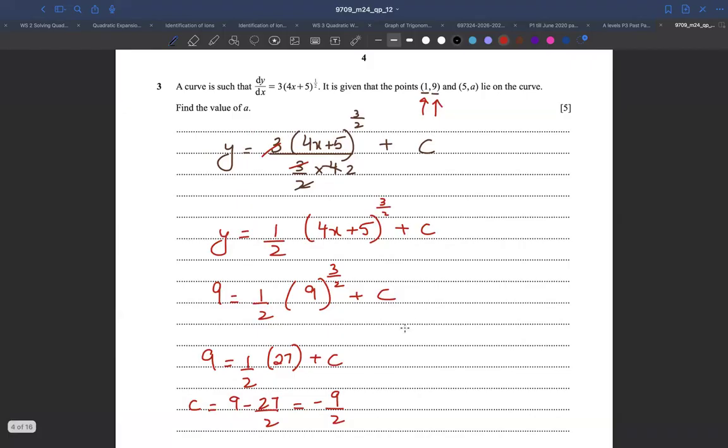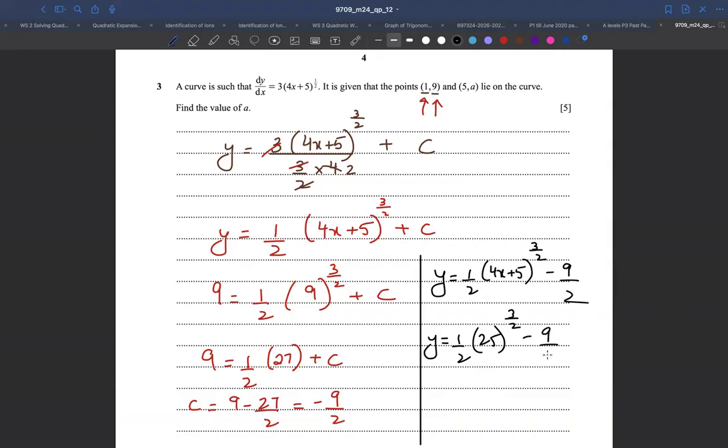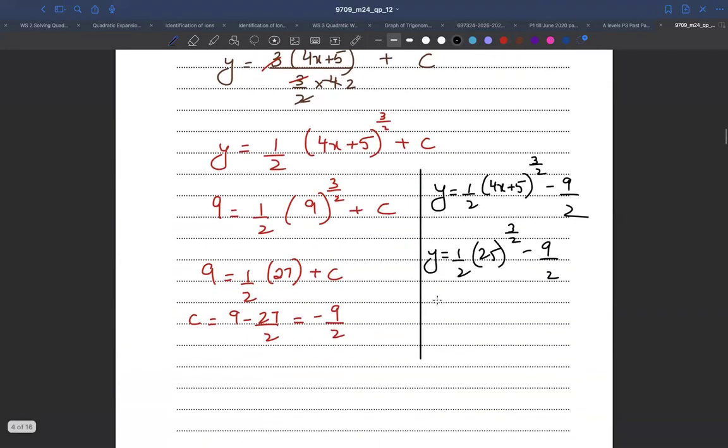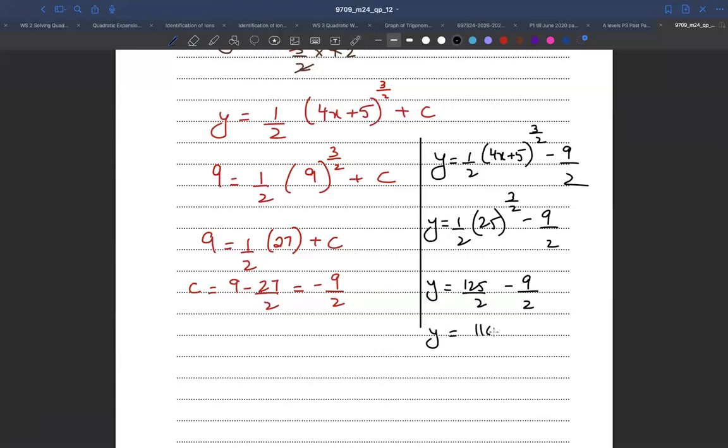It is saying find the value of a. Now, as I have the value of c, I will write my equation as y equals half into (4x+5) power 3 by 2 minus 9 by 2. And then I simply substitute x equals 5. So 4 fives are 20 plus 5 is 25. 25 square root is 5. 5 cube is 125. This will become 125 upon 2 minus 9 upon 2. 125 minus 9 is 116 upon 2, which equals 58. I believe this is your final answer for the value of y.